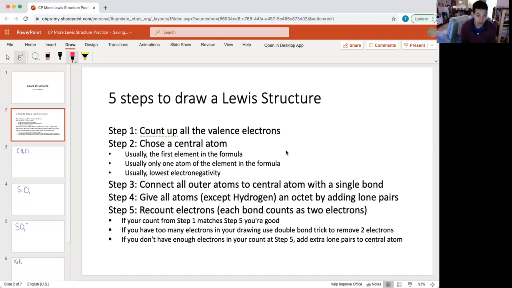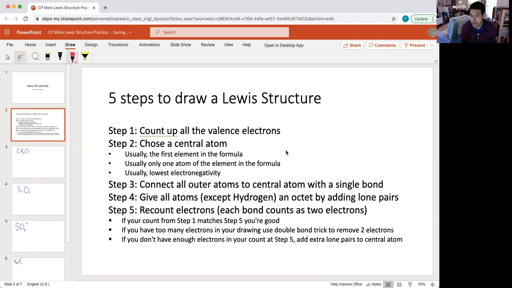Typically, those outer atoms are going to need 3 lone pairs, and we'll see what's going on with our central atom. And then in step 5, you're going to recount your electrons. Each bond is going to count as 2 electrons, and the lone pairs will count up. If your count from step 1 matches step 5, you are good. And hopefully that'll happen.